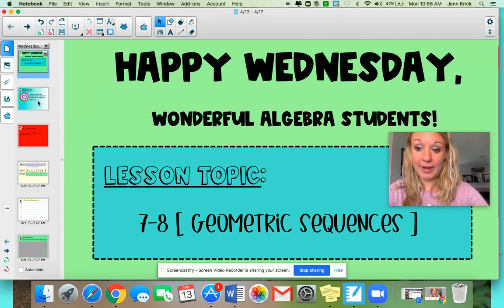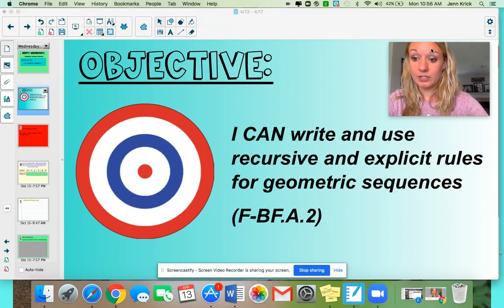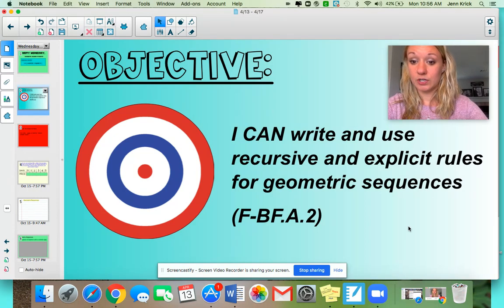So by the end of today's lesson, you want to be able to write and use recursive and explicit rules or formulas to illustrate geometric sequences. That probably sounds like a whole other language, but we're going to talk about what it means to have a recursive formula, what it means to have an explicit formula, and what a geometric sequence is. We're going to talk about all of that today.